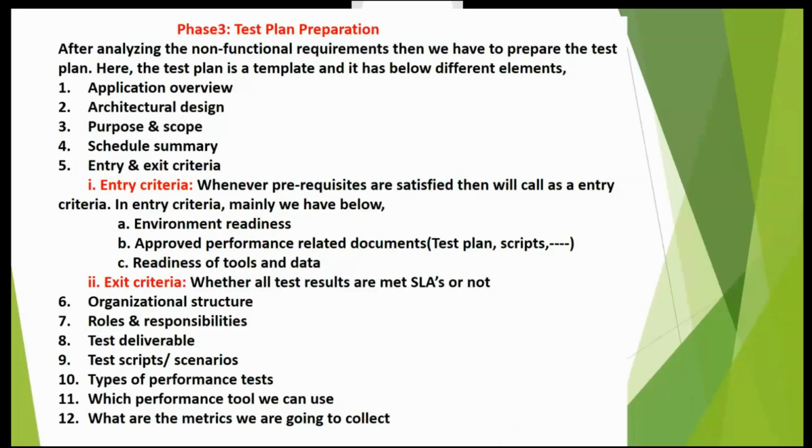The other one is approved performance related documents. The documents are test plan, test strategy, scripts, and data. Whether these documents are approved or not, that we have to check. The other one is readiness of the tools and data. Which tool are we going to use, whether it is LoadRunner, JMeter, RPT, or any other performance tool, whether it is available or not, that we have to check in the entry criteria. The exit criteria means whether all the test results meet the SLAs or not.